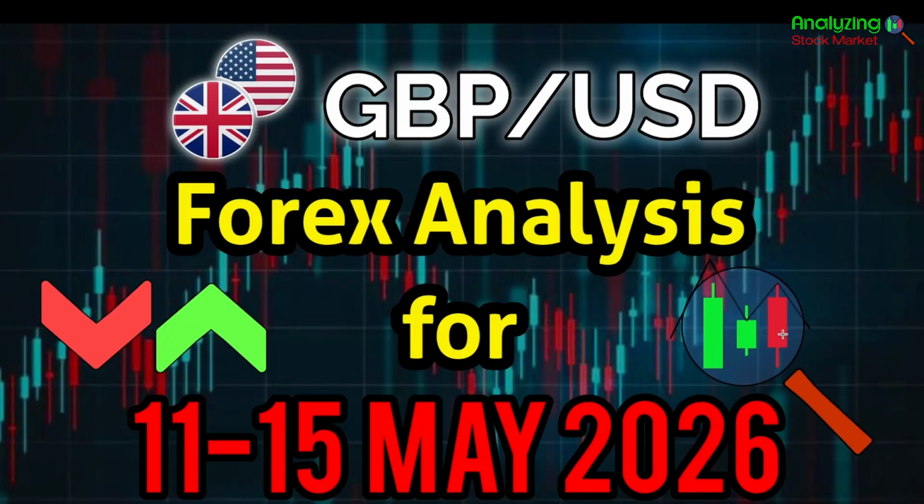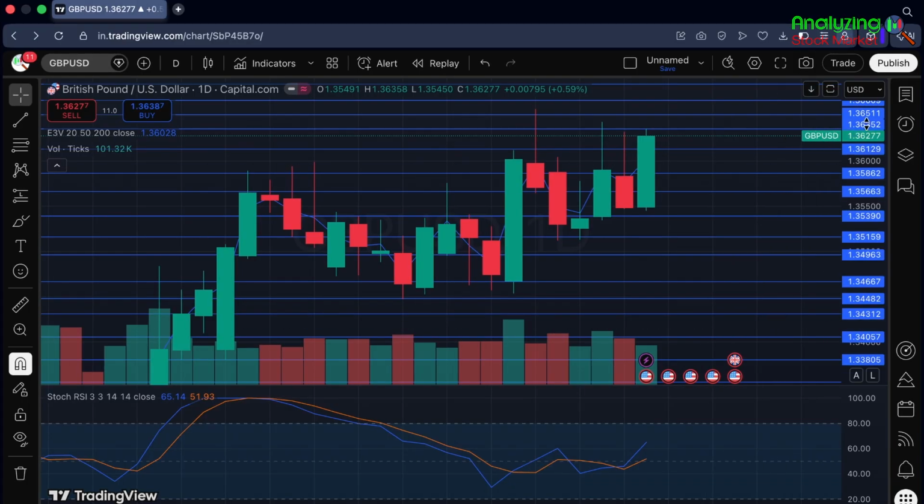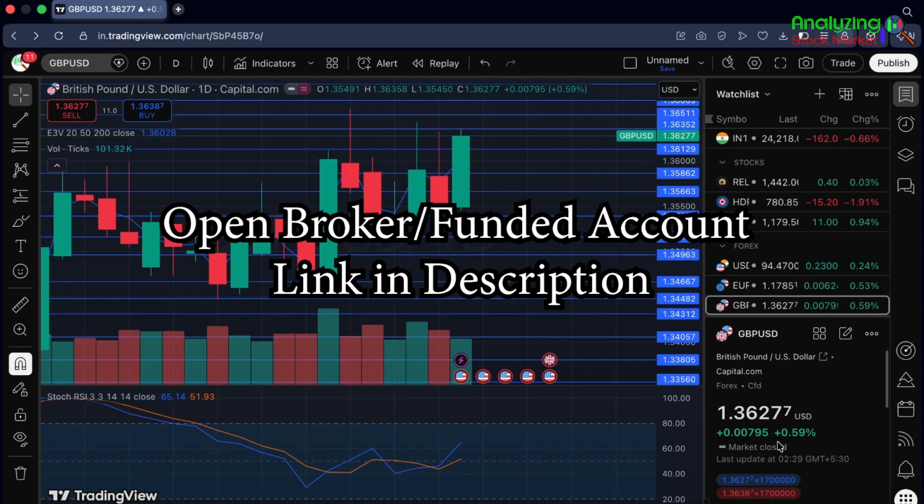So today we'll be talking about the GBP USD pair and we'll do the Forex analysis for 11th to 15th May 2026. So let's go straight to our chart. First, let's see what happened in GBP USD on Friday. As you can see, a 0.59% positive move, and 1.36277 was the closing on Friday.